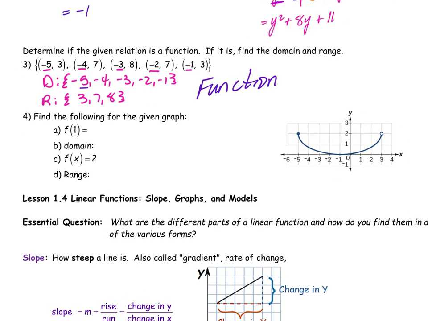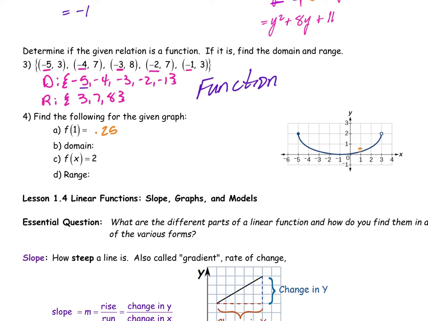Okay, and then we need to answer the 4 questions. Where's f of 1? F of 1 is at 0.25, I think. A half would be halfway up through the box, right? It would be right there. So 0.25 would be good.